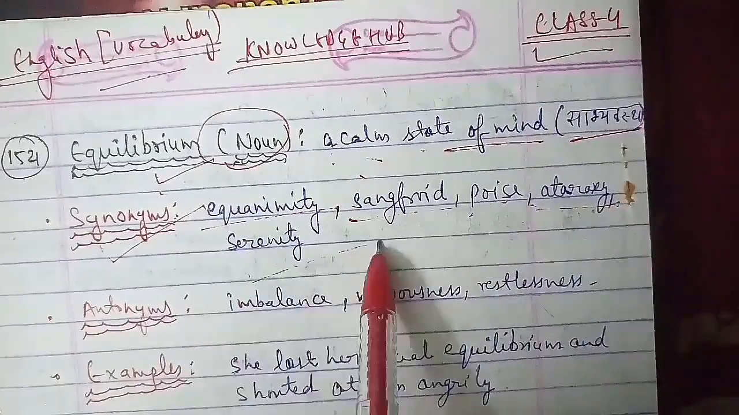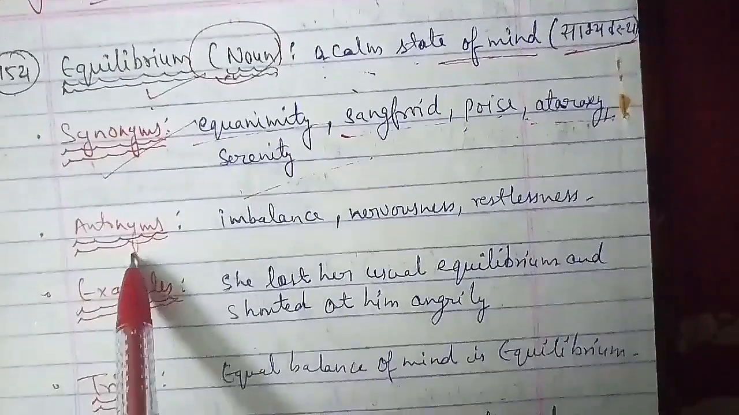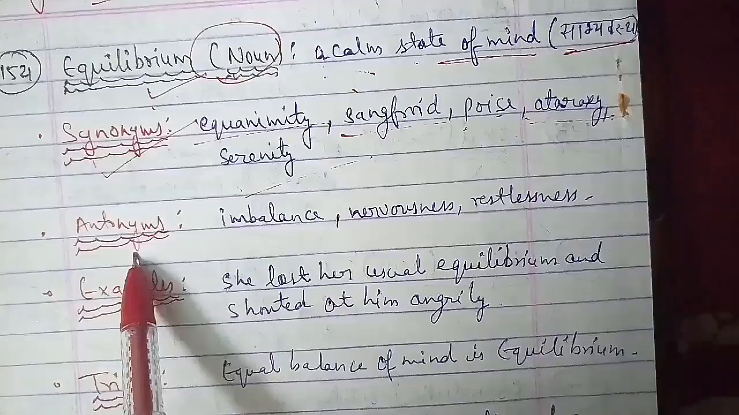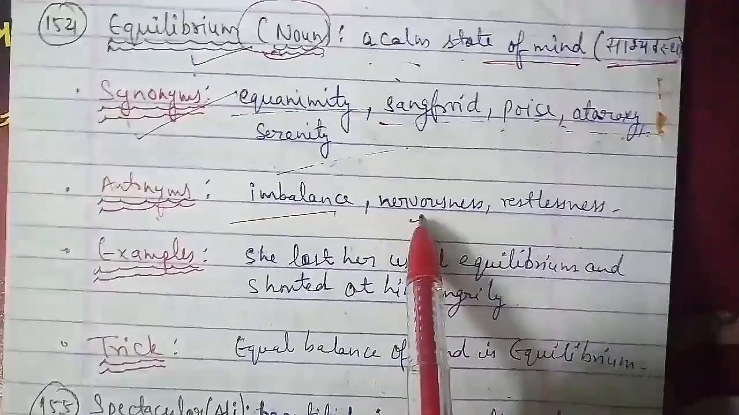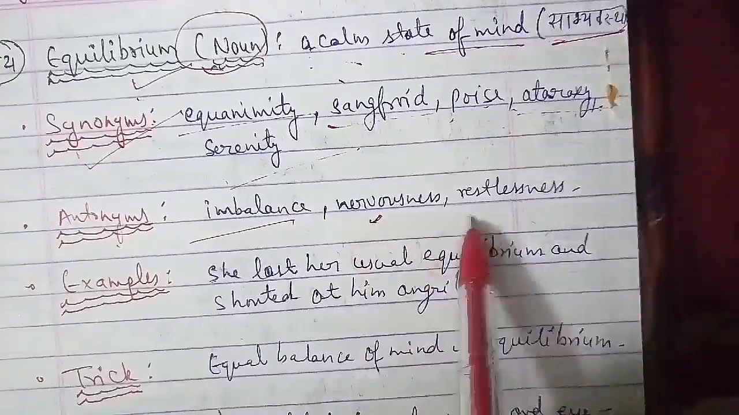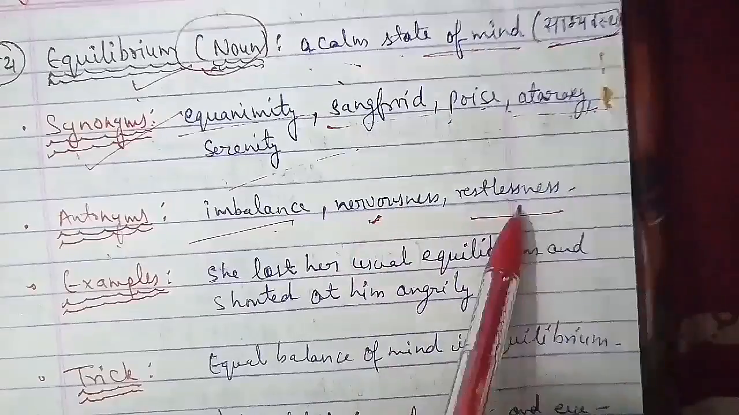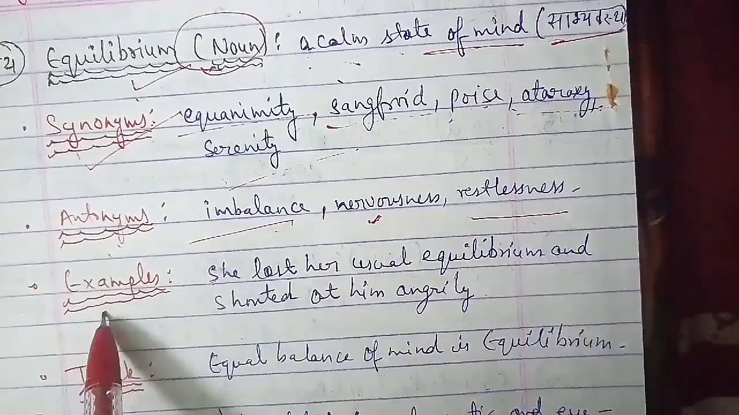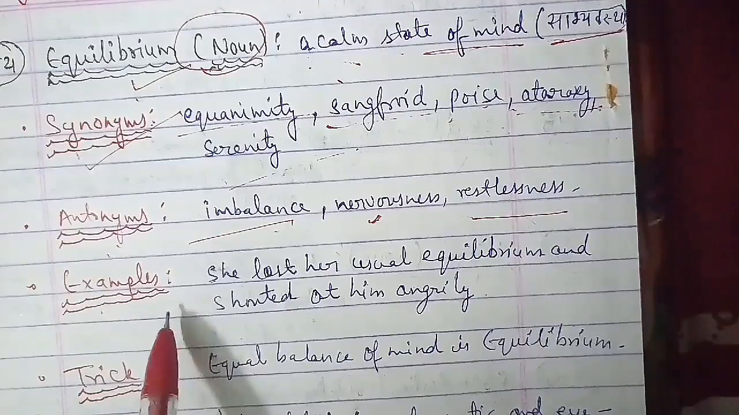Now we're talking about the antonyms. Antonyms of equilibrium that we have here: imbalance, nervousness, restlessness. And the examples of equilibrium, how you will use this word in framing your sentences, as I had told you before also.